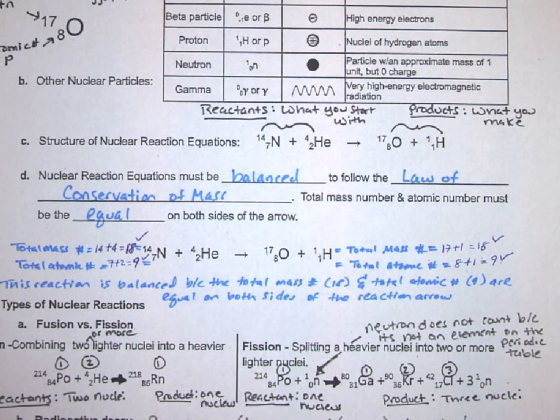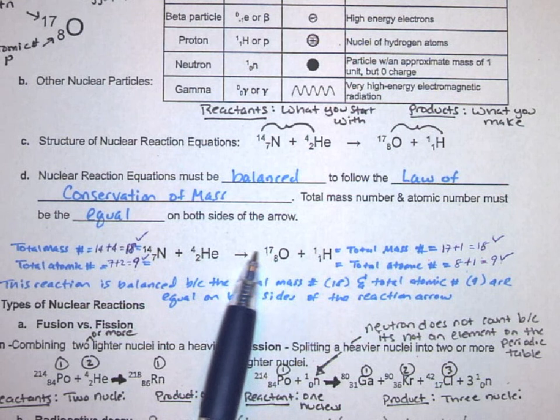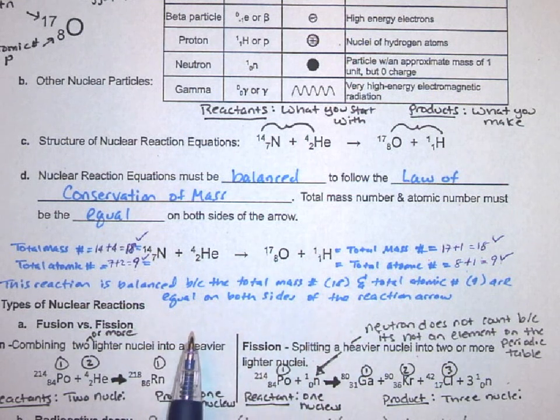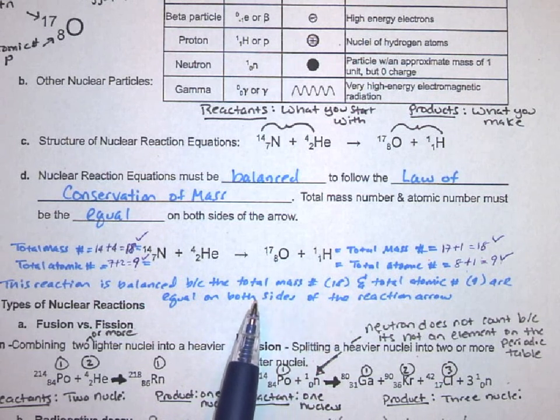Okay, so the key thing is, in order to make sure your reactions are balanced, you're going to add up the mass numbers on both sides of the arrow, make sure that they give you the same values. Then you would add up the atomic numbers on both sides of the arrows and make sure they give you the same values. If they don't, that means your reaction is not balanced.